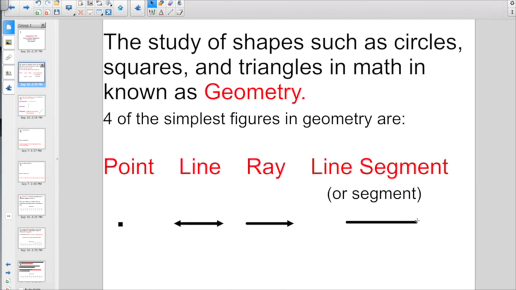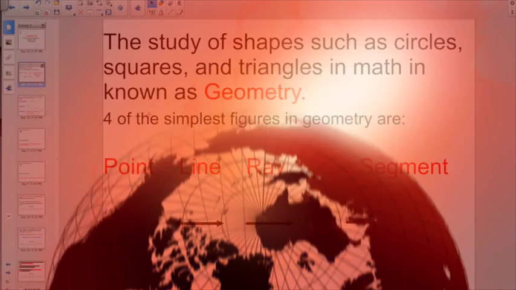Sometimes the artists in the room will get confused because it'll say draw a line, and they think a line is just what a line in art looks like. But in the geometry world, this is a segment because it stops on both sides. A line in geometry has arrows on both sides because they go on for infinity on both sides.